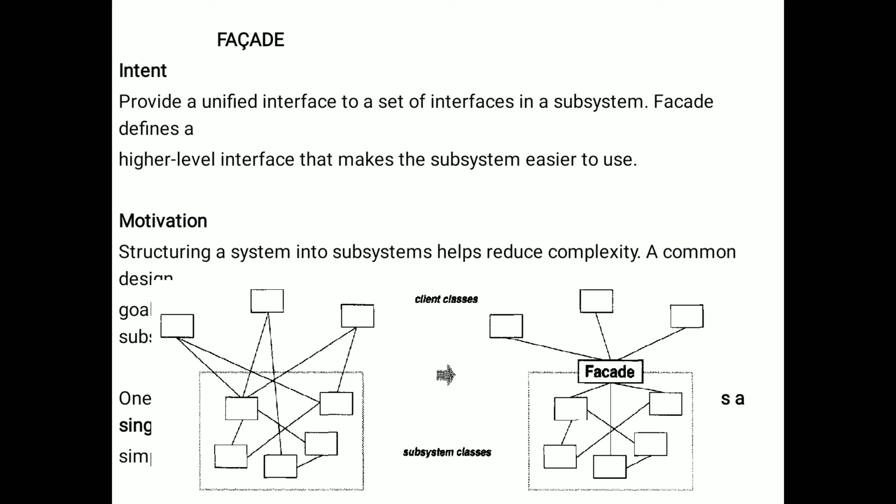The advantages of facade pattern are it shields the clients from the complexities of the subsystem components. It promotes loose coupling between the subsystem and its clients. Because of this, we can arrange the subsystems in such a way that all can be traceable by the common interface.